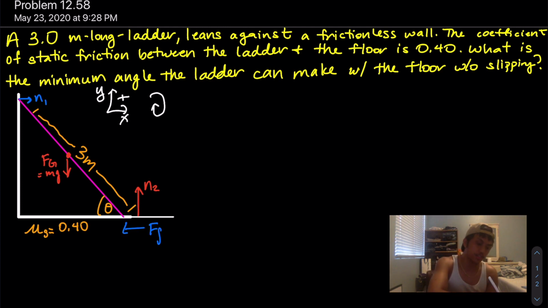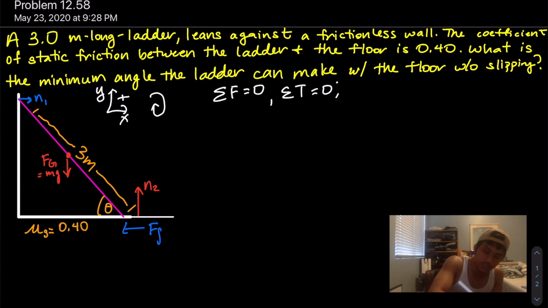It's moving in the positive direction, so going right. And the torque is going counterclockwise, because if it were to spin, it would be going in a counterclockwise direction. To solve for the minimum angle, you need to recall that the sum of the forces has to equal 0 due to Newton's laws, and also that the sum of the torques has to equal 0. This is because there is no angular acceleration and there's no linear acceleration.